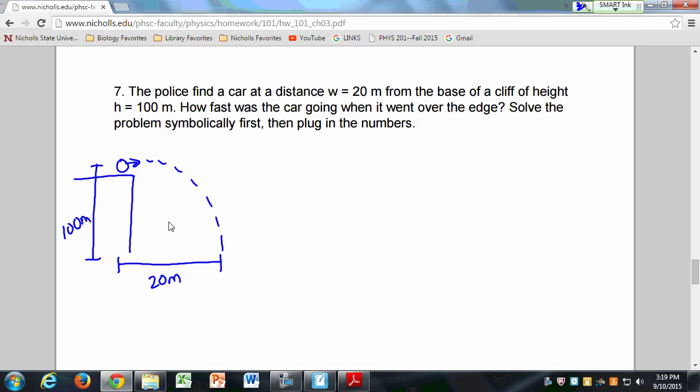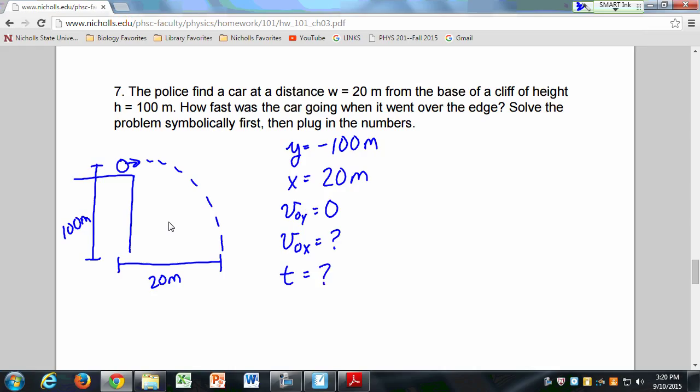I want to find the time. Let's just write down what I know. I know that y is equal to negative 100 meters, and I know that x is 20 meters. I know that v naught y is equal to 0, just like the previous problem, because it comes off in a horizontal direction. And I know that v naught x is, well, I don't know what v naught x is. I also don't know what t is. All right, but I want to find t.